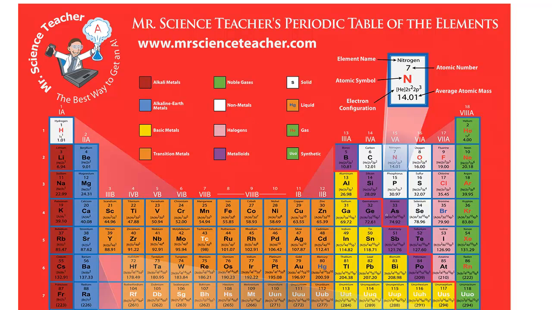So to recap on that, you take the zigzag line, everything to the left is a metal, everything to the right is a nonmetal, and if it's a bluish purple on the line, then it's called a metalloid. It has properties of both metals and nonmetals.